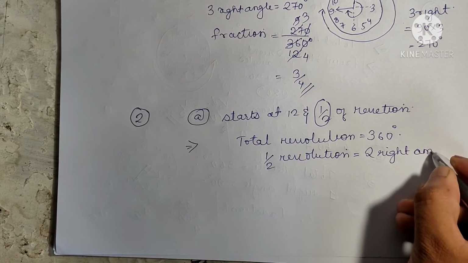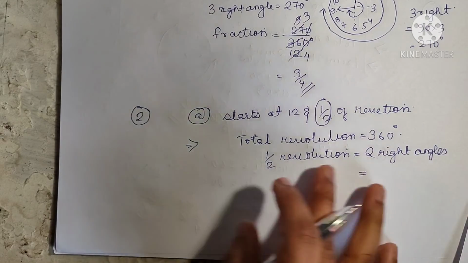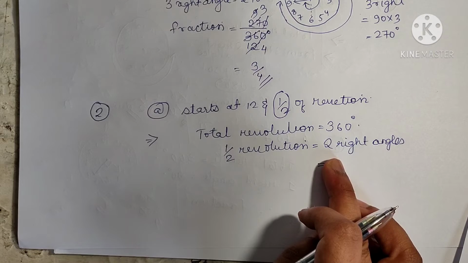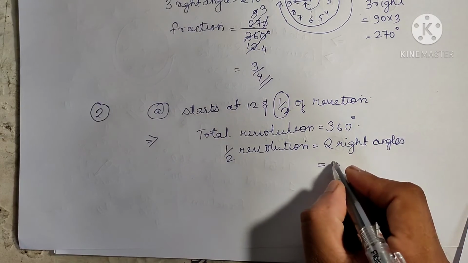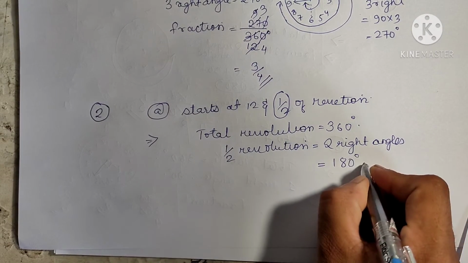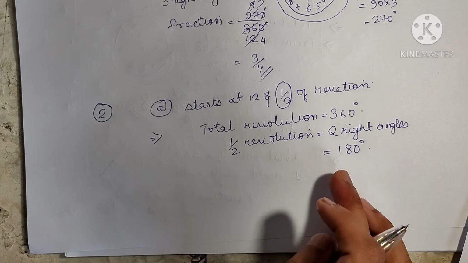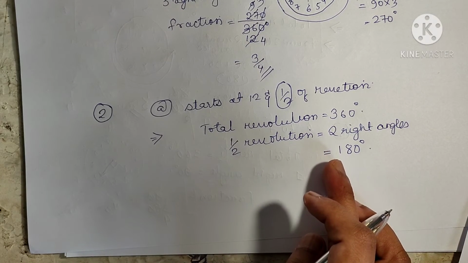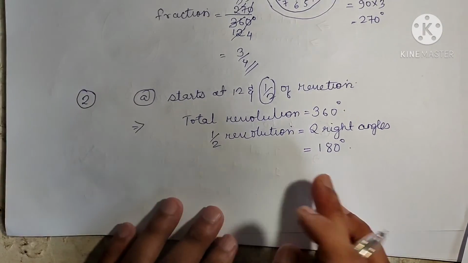Two right angles. That means how much? One right angle is equal to 90 degrees. So two right angles will be 90 plus 90, which is equal to 180 degrees. Okay, so now it will rotate two times from 12, isn't it? It will rotate two times from 12.